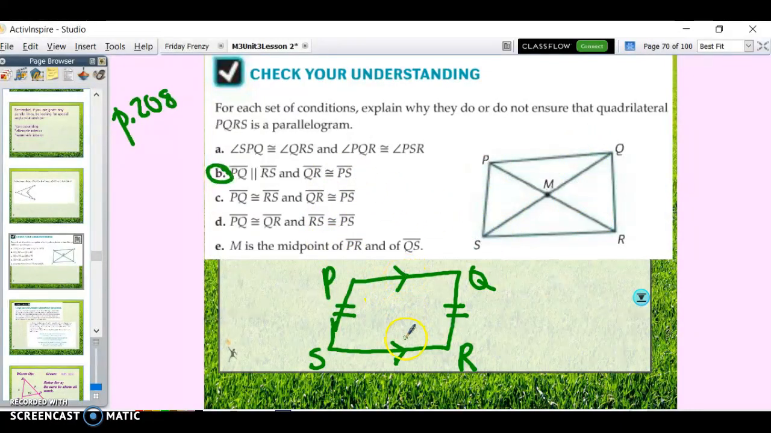Now it's asking if I had that information, is that enough to guarantee this is a parallelogram? Well, it's off to a great start. We know and have proven that if the opposite sides were both parallel, it'd be a parallelogram, or if the opposite sides were both equal, they'd be a parallelogram, but we only have part of each. So two things you can think about.